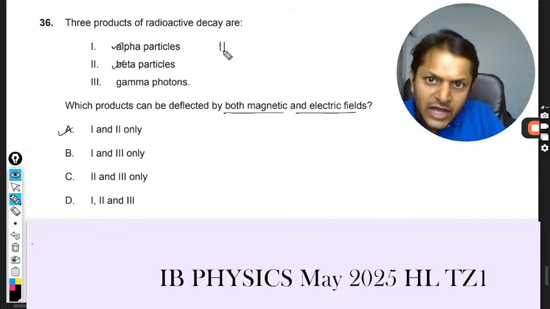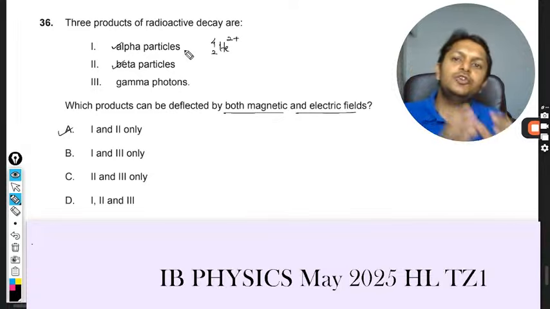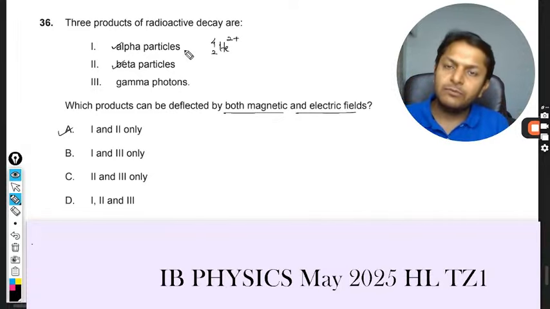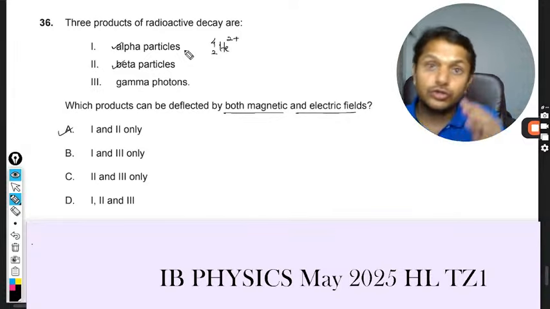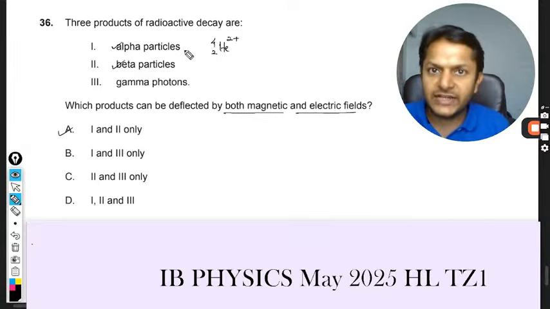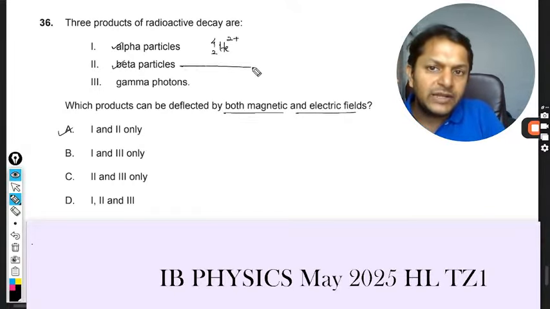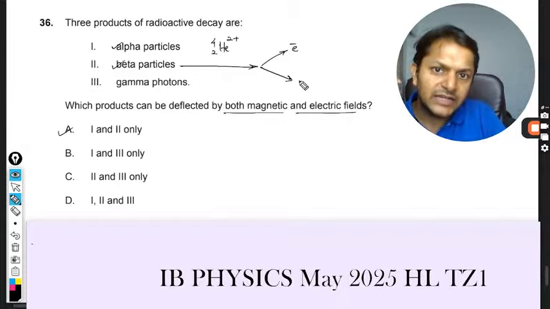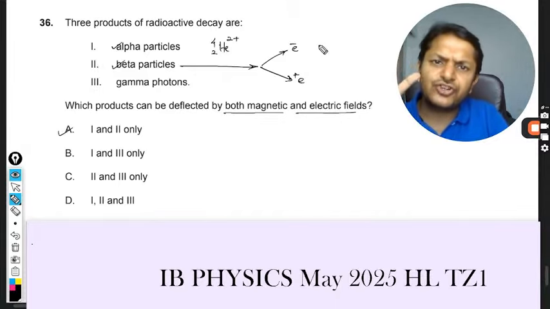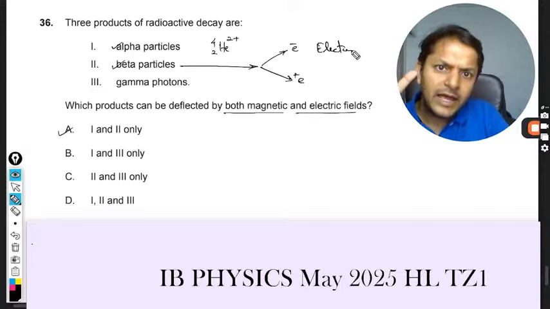What is alpha? Alpha is the helium nucleus. It's kind of like you have taken 2 electrons away from helium. So helium is having 2 protons, 2 neutrons, and 2 electrons. Electrons have been taken away. So it's only the nucleus of alpha. What is beta particle? Beta particles are of 2 types, beta minus and beta plus. Beta minus is essentially an electron, and beta plus is positron.